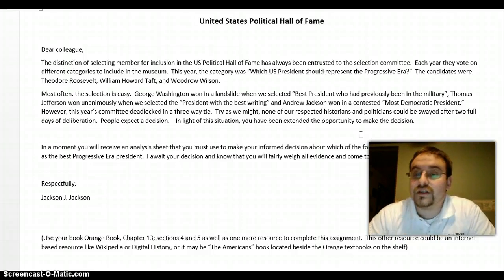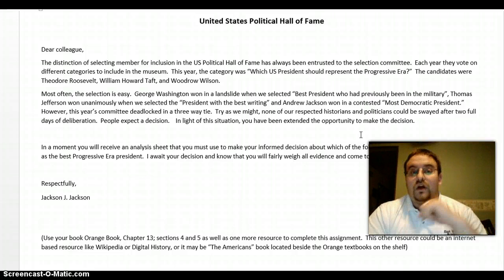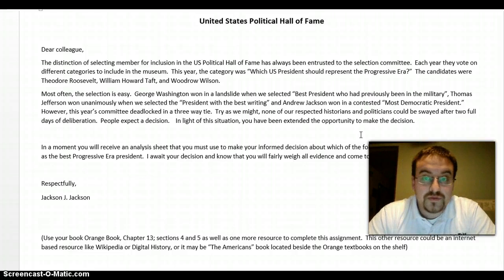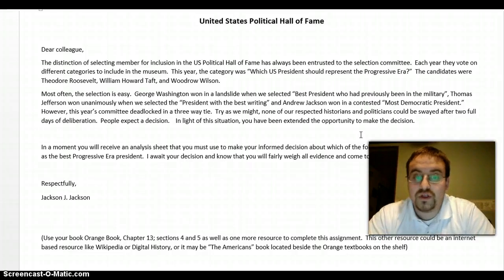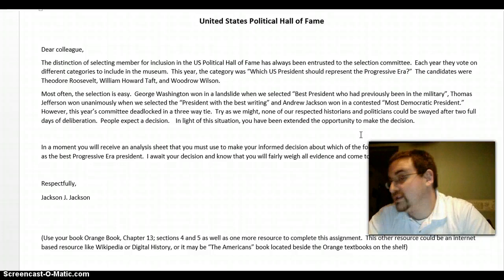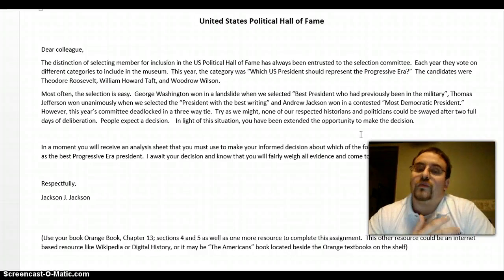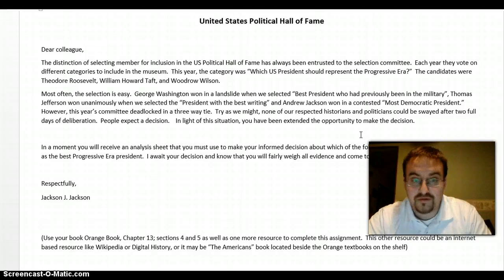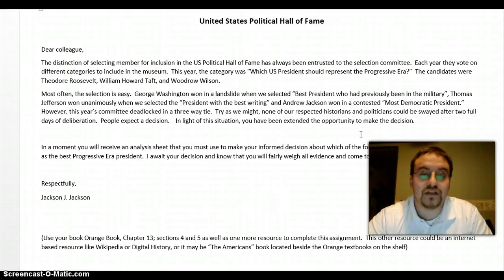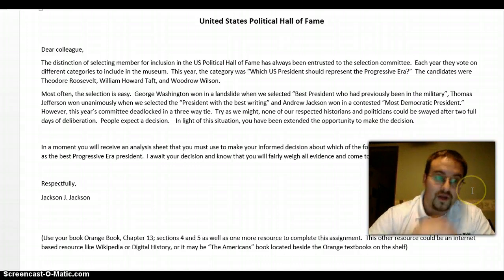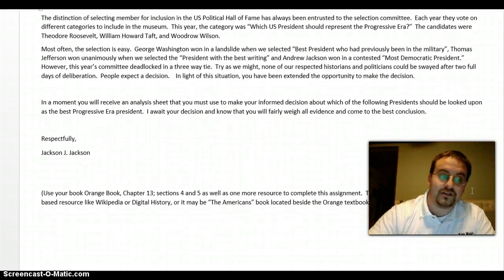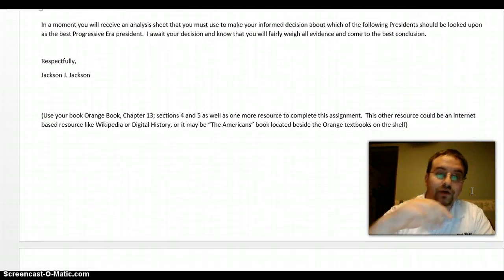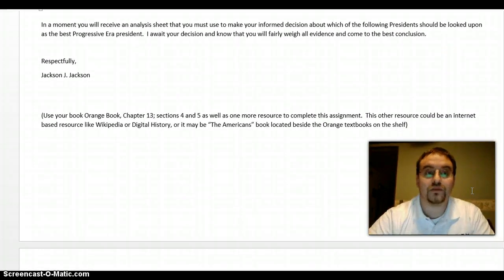So this is essentially how this is set up. The United States Political Hall of Fame. Right, they're trying to induct one of these progressive presidents as being the best, but they've had problems. Their selection committee, they fought for 2 days and they still cannot break the tie. So they're asking you to do that. So it's a pretty big important deal. Right, and yeah, so Jackson J. Jackson is looking for your help. So you've got to take a look and figure out the information about these presidents.